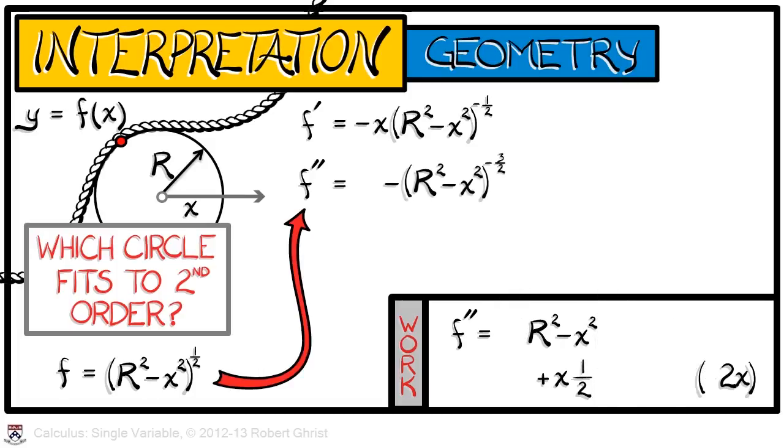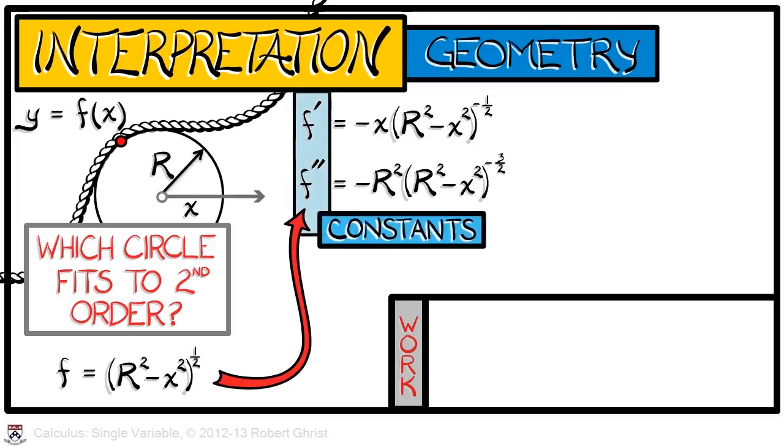There's a little bit of simplification we can do here by factoring out a negative (r squared minus x squared) to the negative 3/2. What we're left with is an r squared, a minus x squared, and a plus x squared. The negative x squared and the plus x squared cancel, and we're left with an r squared that we put out in front. So f double prime is negative r squared times quantity r squared minus x squared to the negative 3/2.